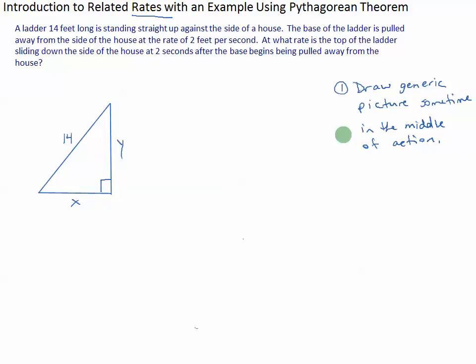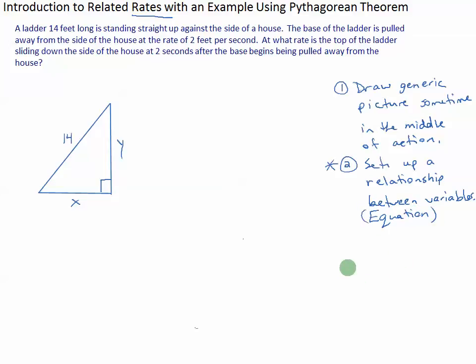Now, the second thing, and this is the most important part, set up a relationship between the variables. This is the hard part. That's what you have to come up with. Okay, this is an equation. So when you go to set up your equation, there are lots of things that you can use. In this case, we're going to use the Pythagorean Theorem.